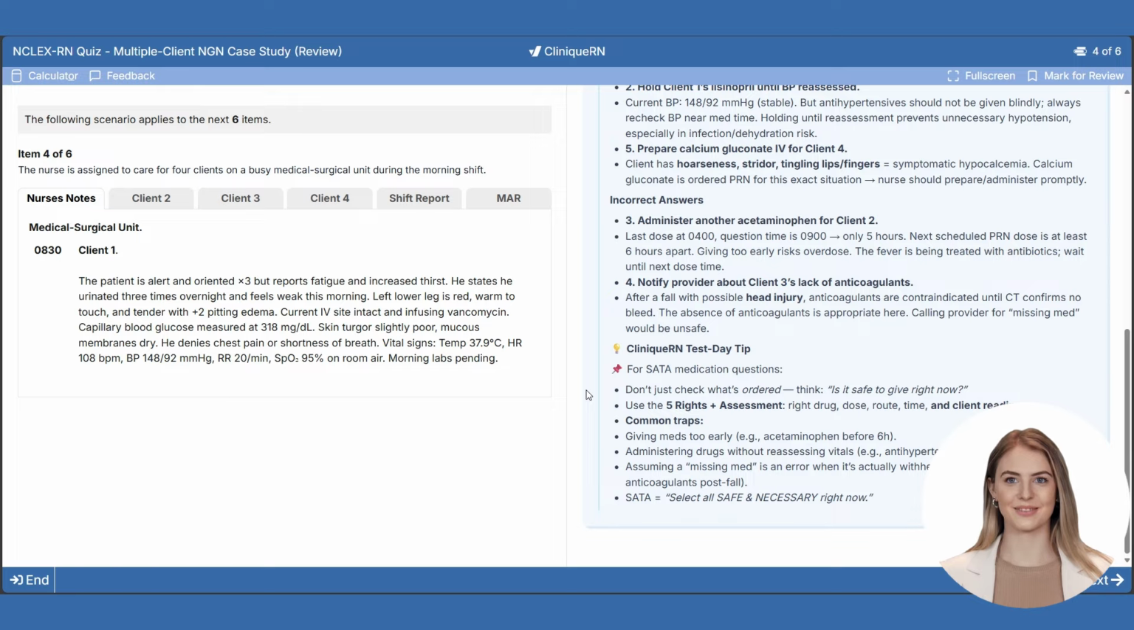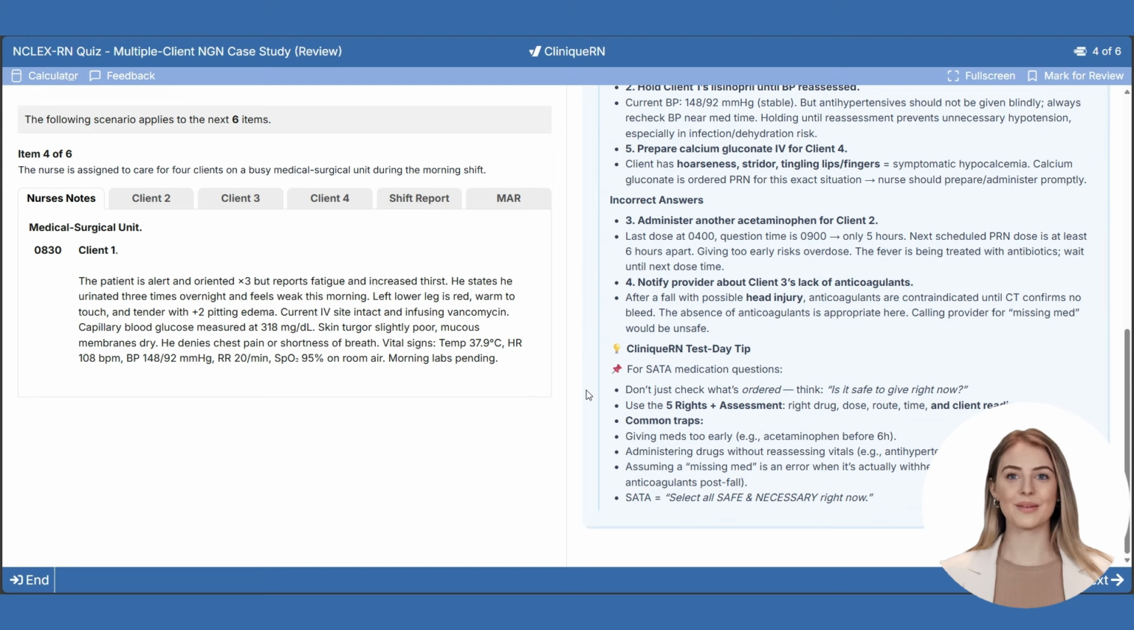Incorrect answers. Third, administer another acetaminophen for client 2. Last dose at 0400, question time is 0900, meaning only 5 hours. The next scheduled PRN dose is at least 6 hours apart. Giving too early risks overdose. The fever is being treated with antibiotics. Wait until the next dose time.